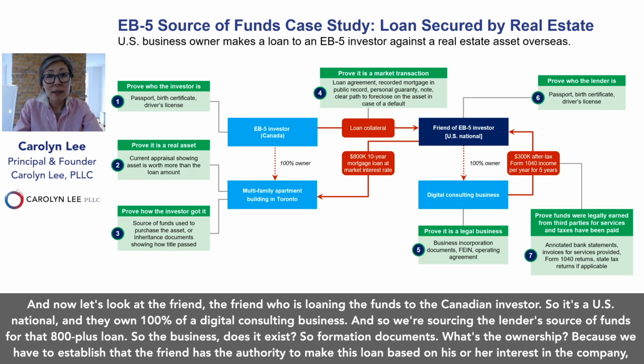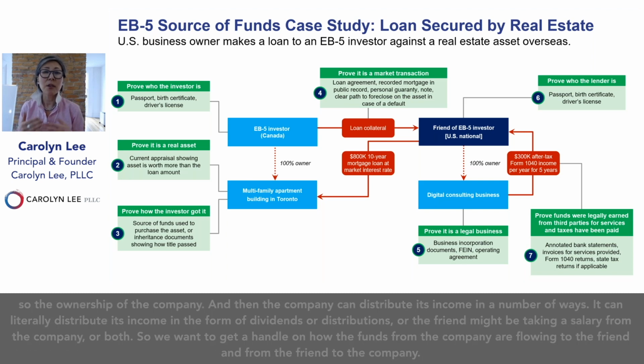And now let's look at the friend who is loaning the funds to the Canadian investor. So it's a U.S. national, and they own 100% of a digital consulting business. So we're sourcing the lender's source of funds for that 800 plus loan. So the business, does it exist? Formation documents, what's the ownership? Because we have to establish that the friend has the authority to make this loan based on his or her interest in the company.